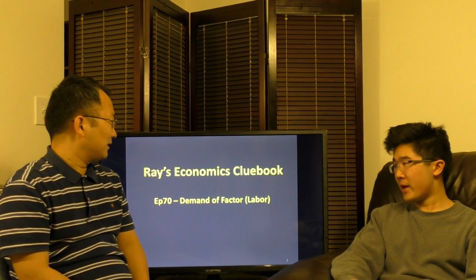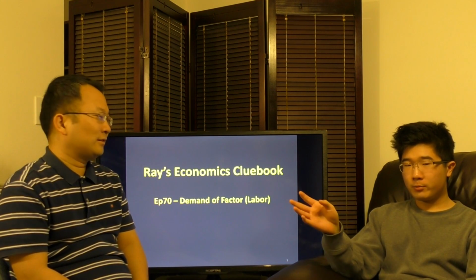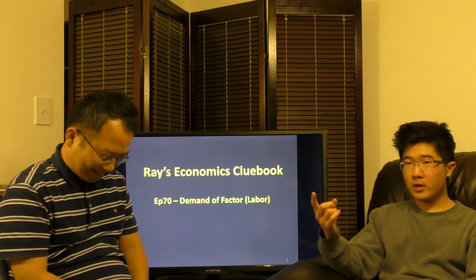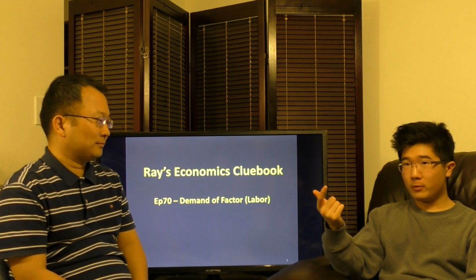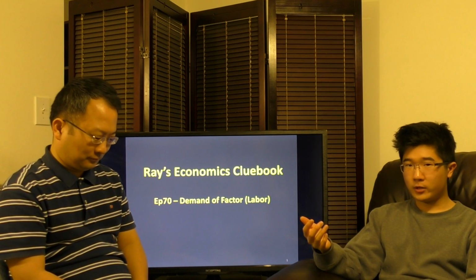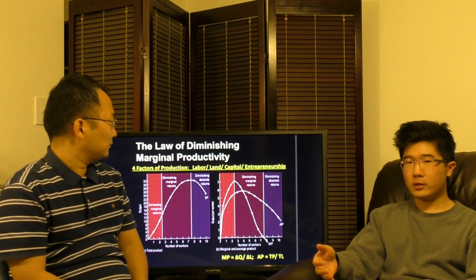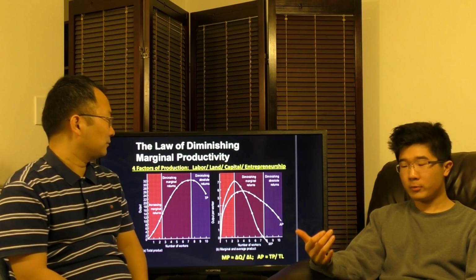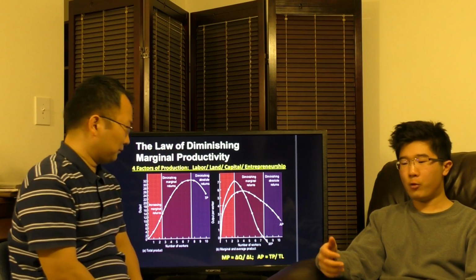Today we're talking about demand and factor, and today's factor is going to be labor. Remember, our four factors of production are entrepreneurship, capital, land, and labor. Labor is one of the most basic and fundamental forms of our production factors. So what exactly goes into demand for labor? How does hiring work? How does employment work? And how do companies determine how many workers to hire and at what wage?